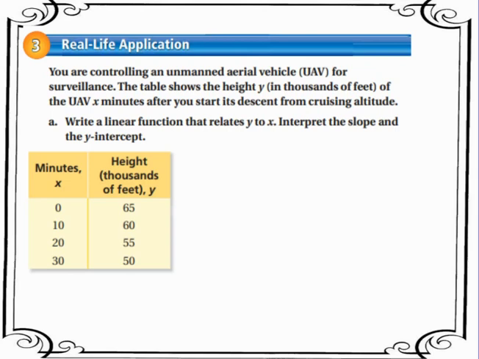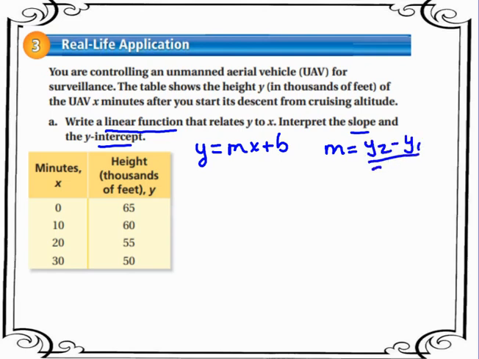Oh, it says function, but remember a linear function is the same as a linear equation. Interpret the slope and the y-intercept. So just like before, we're going to do y equals mx plus b, where we need to find out what m is first. And remember, m is found by doing y2 minus y1 over x2 minus x1. So I'm going to pick two of these. Pick 2 points. It doesn't matter which two.